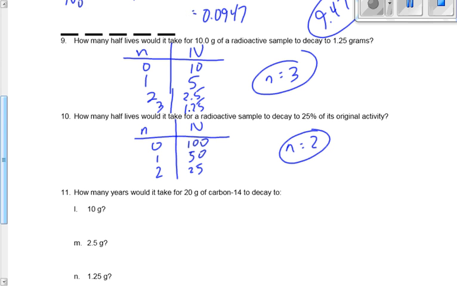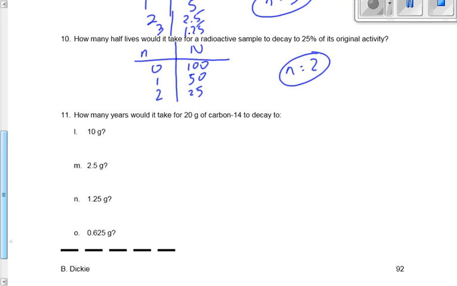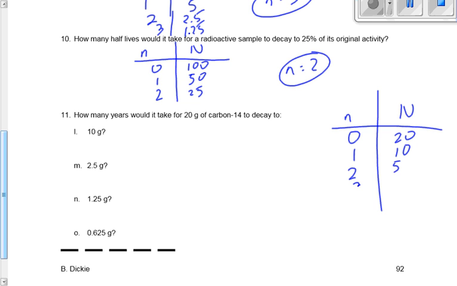And finally, number 11, how many years would it take for 20 grams of carbon-14 to decay to 10 grams? Let's first get the number of half-lives for each of these. Let's just make a big table over here. 0 half-lives, 20 grams. 1, 10 grams. 2, 5 grams. 3, 2.5 grams. 4, 1.25 grams. 5 half-lives, 0.625 grams. Okay, 10 grams would be 1 half-life.